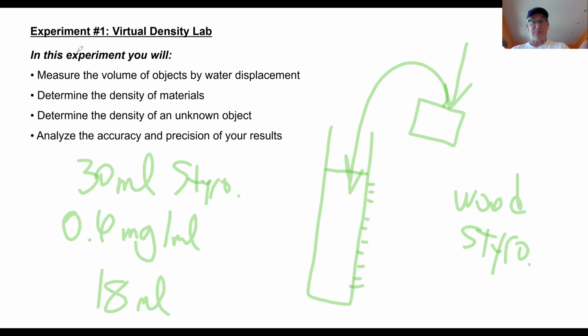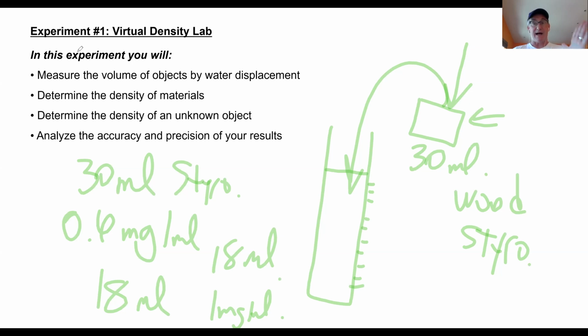Well, what they proved there is that the object is going to displace the mass of the water that pushes back against its own mass. So the mass of this object would be 18 mils. It displaces 18 mils of water because water is 1 mg per mil. But that's not the volume of the object. The volume of the object is actually 30 mils, not 18.